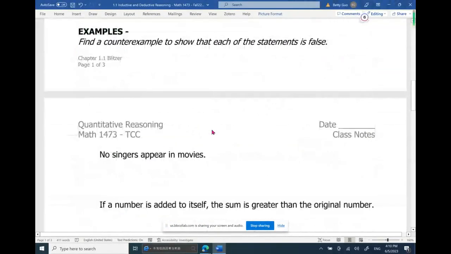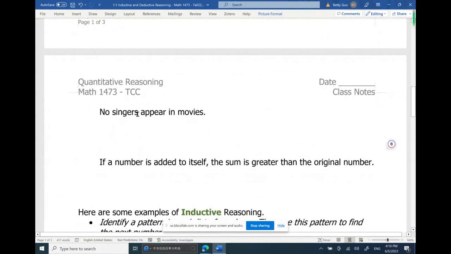Let's look at examples. Find a counterexample to show that each of the statements is false. No singers appear in movies. This is a false statement because we should be able to find a singer who appears in a movie.